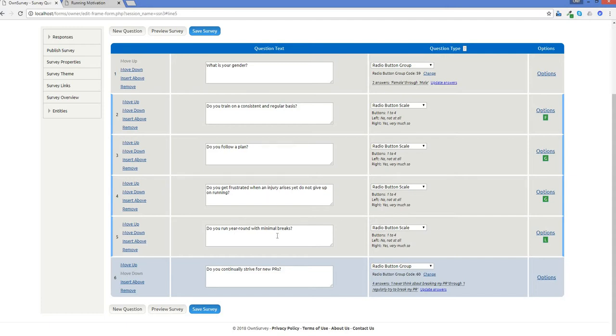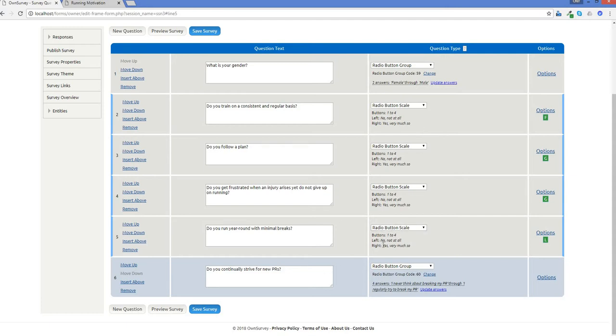Do you run year-round with minimal breaks? Do you continually strive for new PRs? So these four questions are a little bit different than this last one, just to show a point. These ones are radio button scales. In other words, the values to respond are on a scale from 1 to 4, where the left side, 1, is not at all, meaning I'm not competitive. And the right side is yes, very much so. In other words, I am quite competitive.